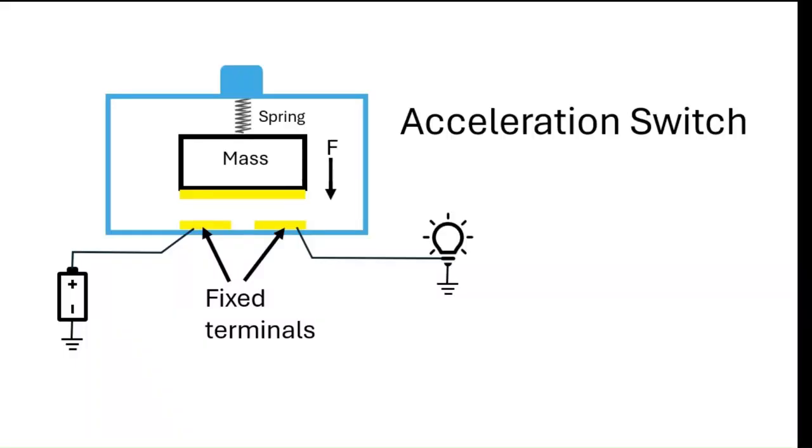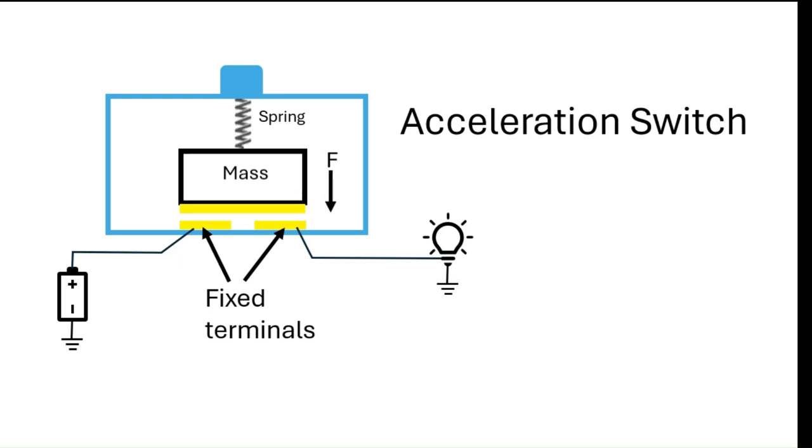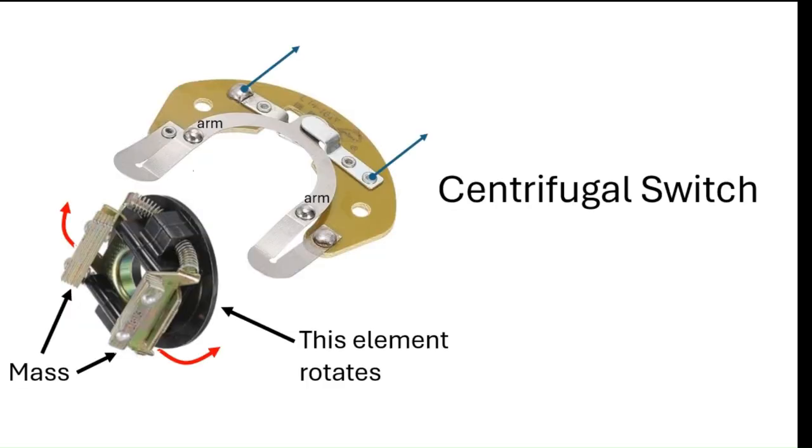Next, let's consider two switch types that rely on movement. The first one is called an acceleration or inertia switch. It operates when a force moves a mass and this causes two contacts to bridge. It may be used to detect a vehicle crash, for example. The second device is called a centrifugal switch.